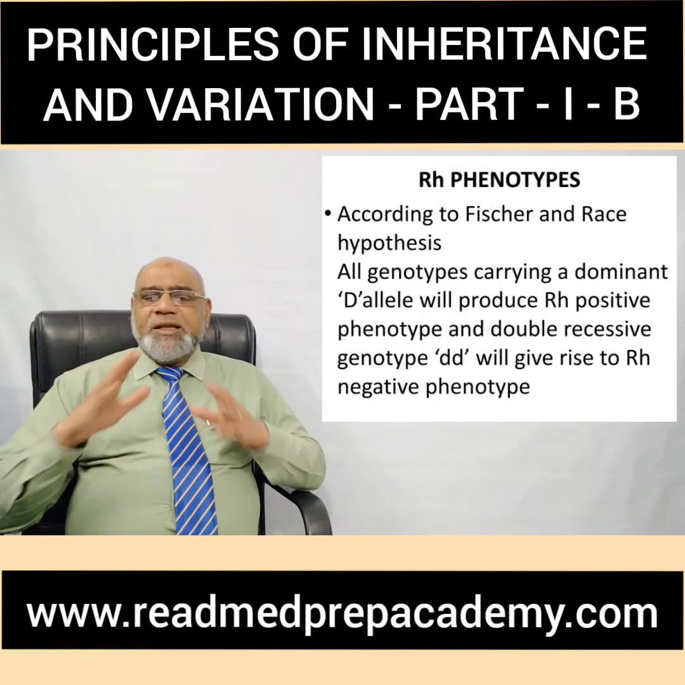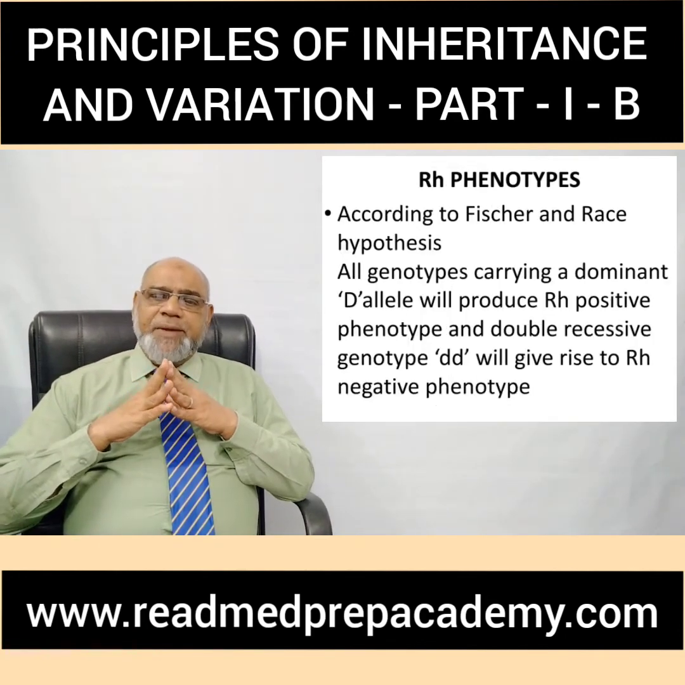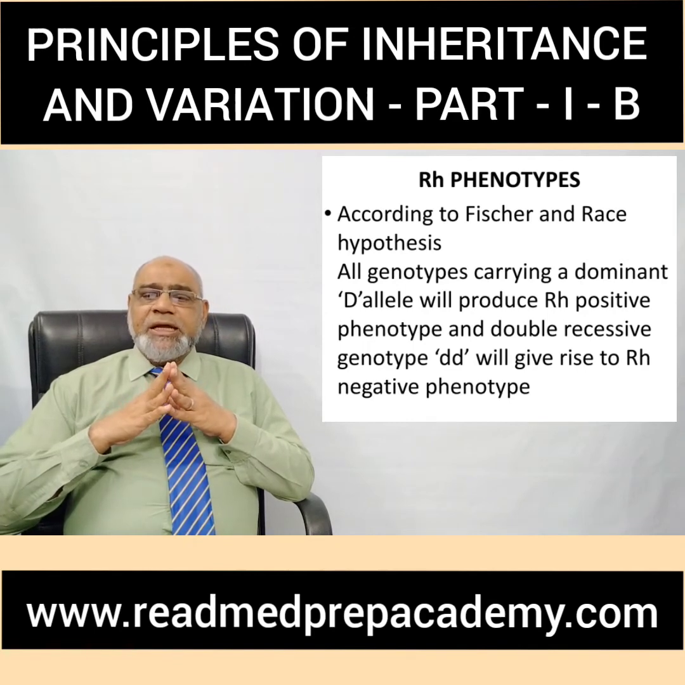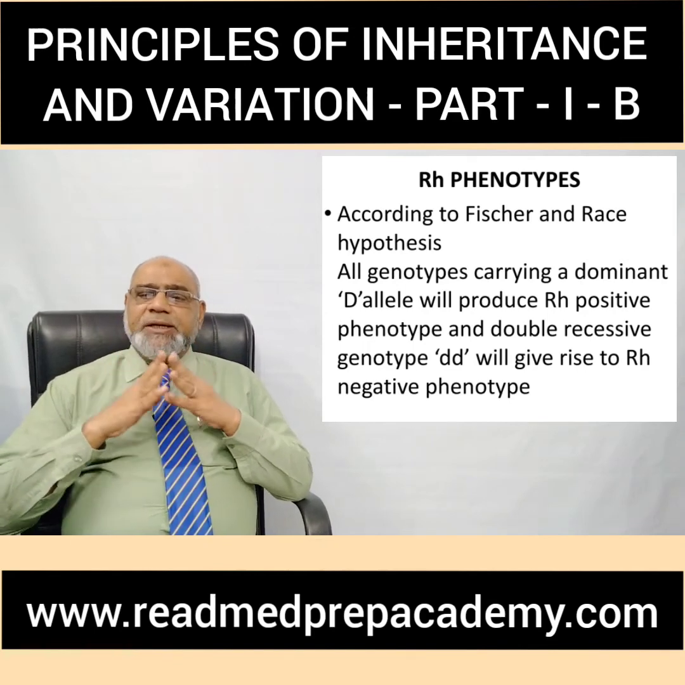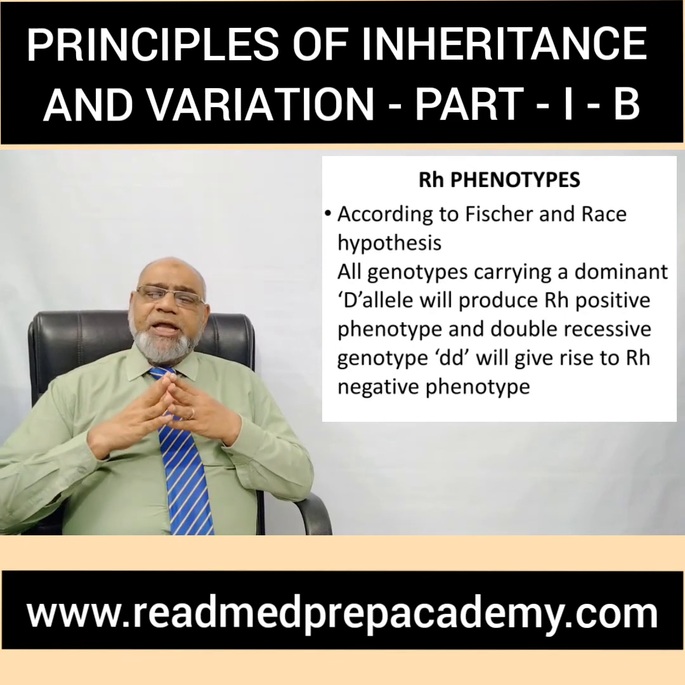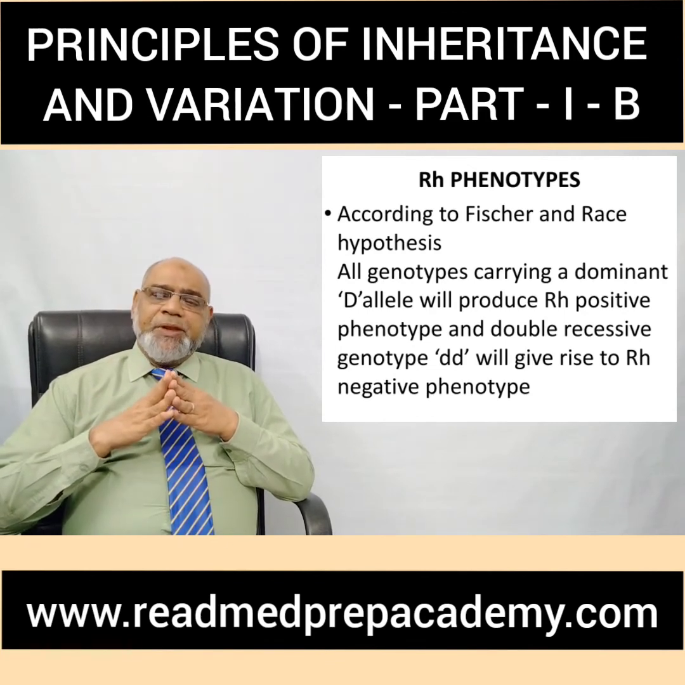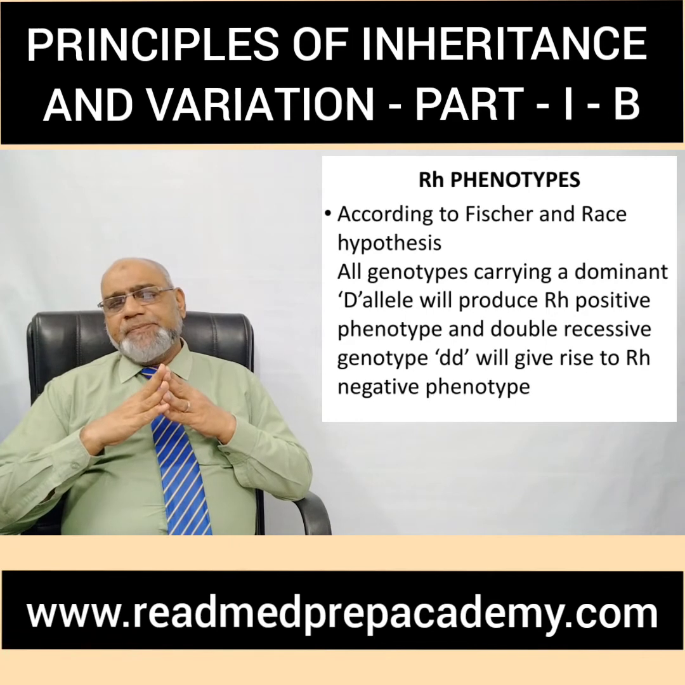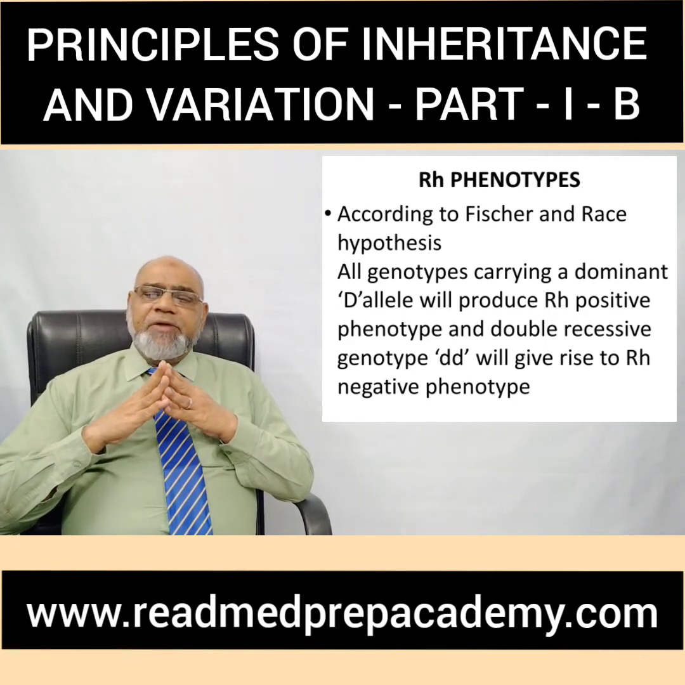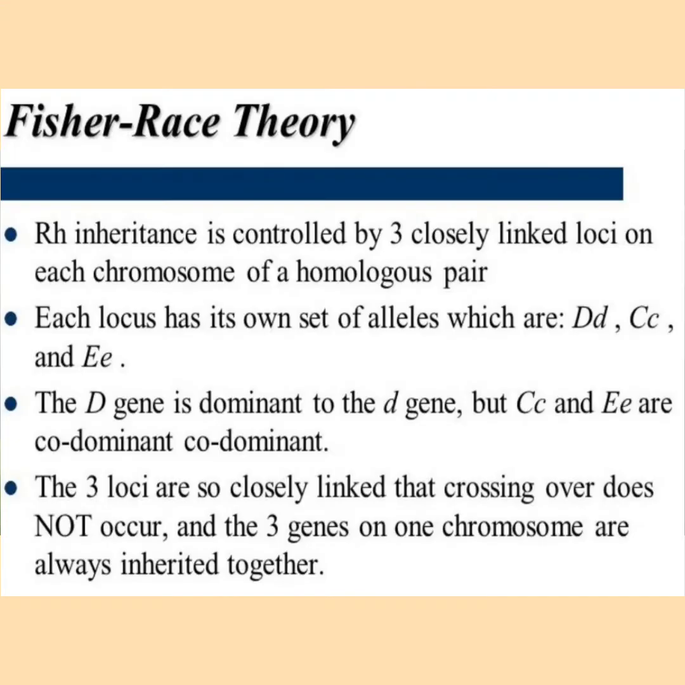What are the Rh phenotypes according to this hypothesis? The Fisher and Race hypothesis states that the capital D allele is the dominant allele and will produce the Rh positive phenotype. And the double recessive genotype small d will give rise to the Rh negative phenotype.